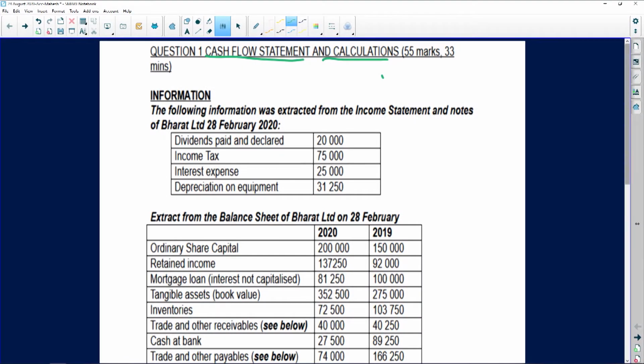So let's begin by looking at our information that is given. The following information was extracted from the income statement and notes of Bharat Limited on the 28th of Feb 2020, which obviously has to be the current year. So I'm given dividends paid and declared. So remember, this is my total dividend for the year. In other words, this is my dividend expense for the financial year. Then I'm given income tax, another expense, interest expense and depreciation on equipment. So immediately I notice they're obviously not giving me the entire income statement. It's just an extract of the income statement.